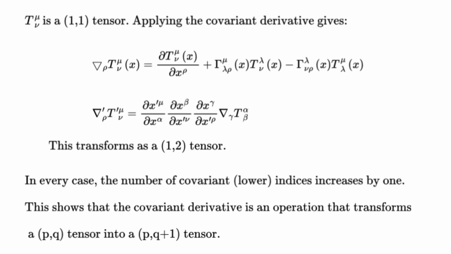T mu nu is a 1,1 tensor. Applying the covariant derivative gives. This transforms as a 1,2 tensor. In every case, the number of covariant, lower, indices increases by 1. This shows that the covariant derivative is an operation that transforms a p, q tensor into a p, q plus 1 tensor.